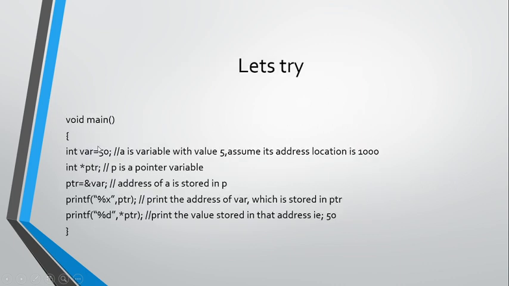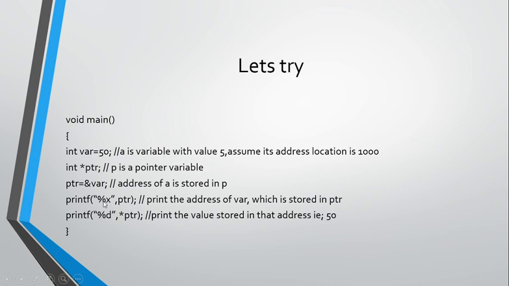Let's try an example. So int var = 50. var is a normal variable having value 50. I'm going to declare a pointer variable, int *ptr. It's a pointer variable. Then I am going to assign a value: assign the address of this variable var to ptr. ptr = &var. So ptr will contain the address of this variable.